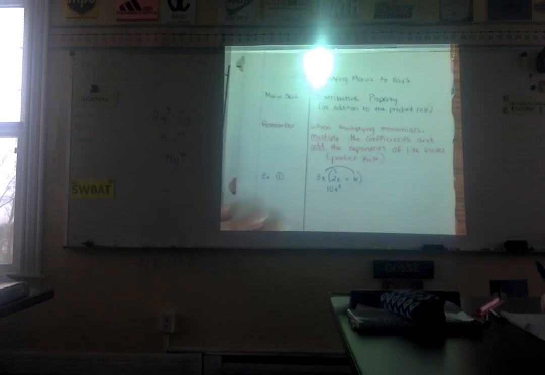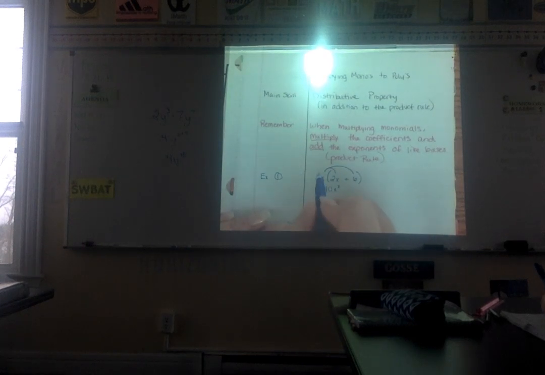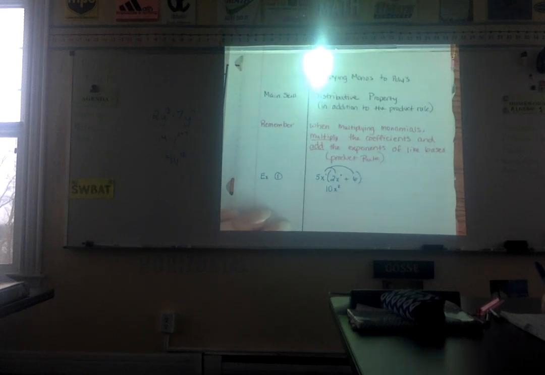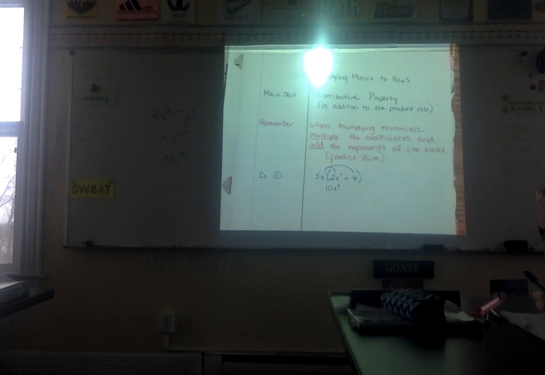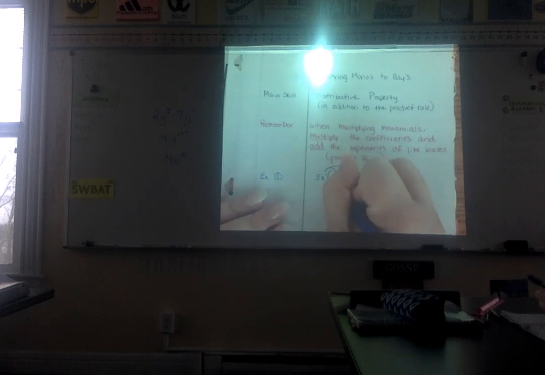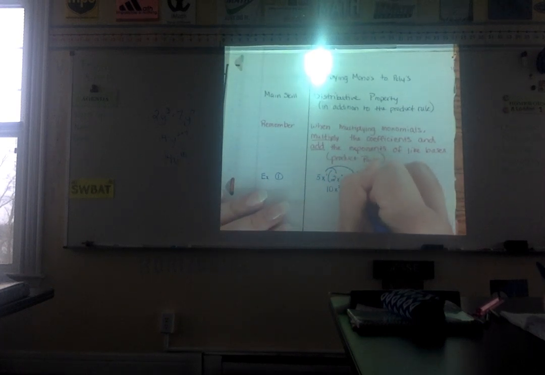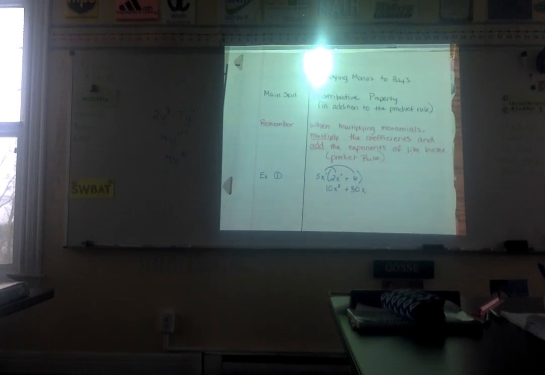Now I'm going to distribute 5x to positive 6. How would you start that? Because technically, again, we have x times x, and those have invisible exponents of 1, so we add the 1 and the 1 together. And 5x times 6 creates what? 30x. So you just do 5 times 6, and then you tack on the x. So plus 30x. That's it. That's all you gotta do.